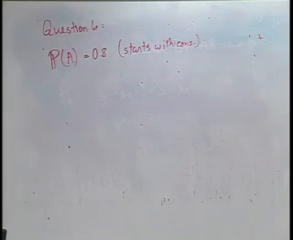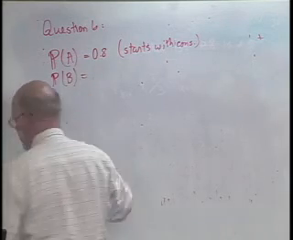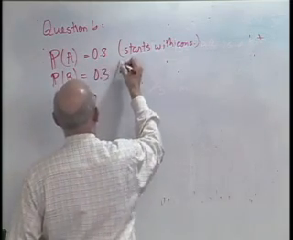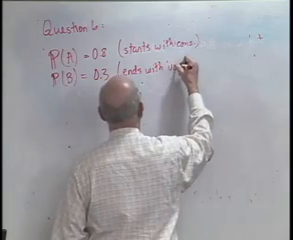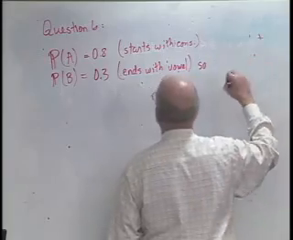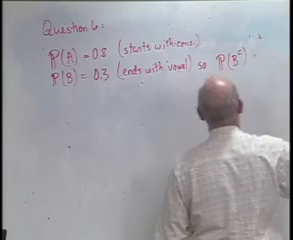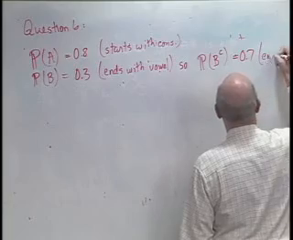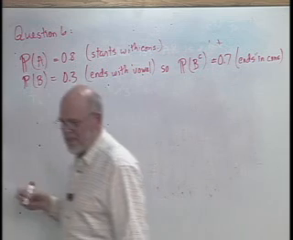we're also given event B, that ends with a vowel, which has probability 0.3. And it might be worth noting right away that the probability of B complement is therefore 0.7. That's the probability that it ends in a consonant.